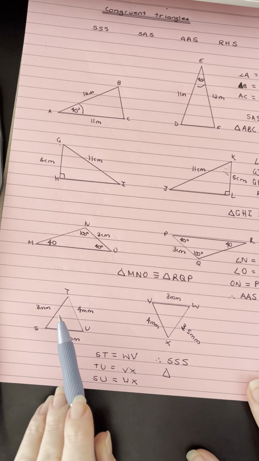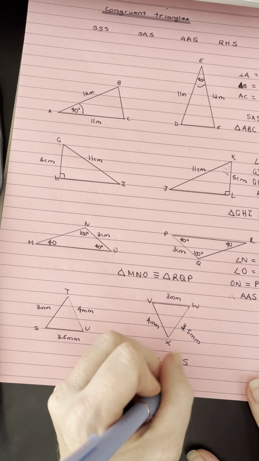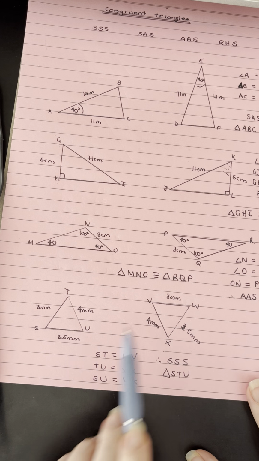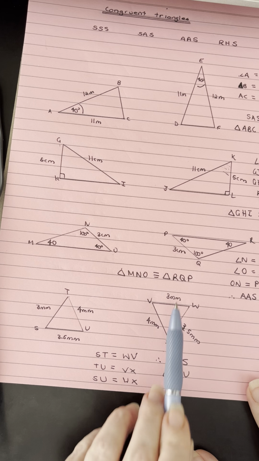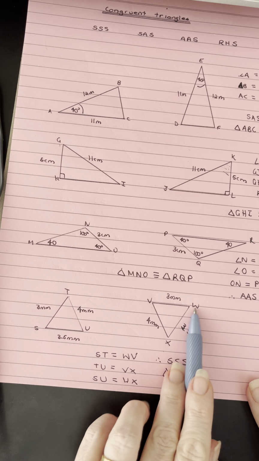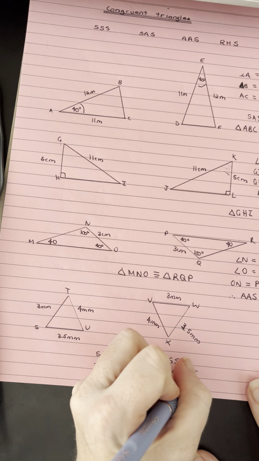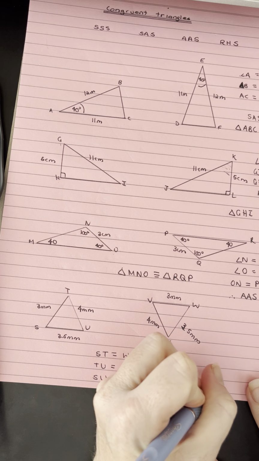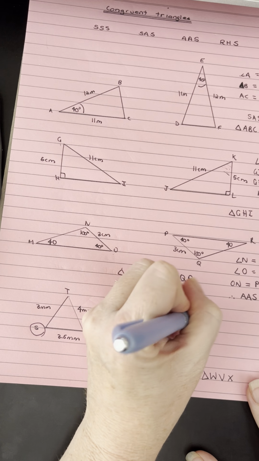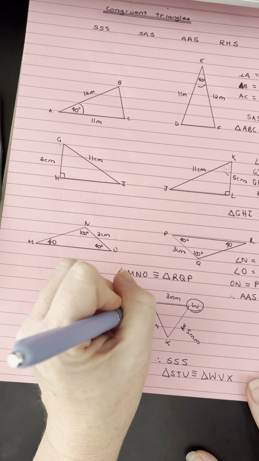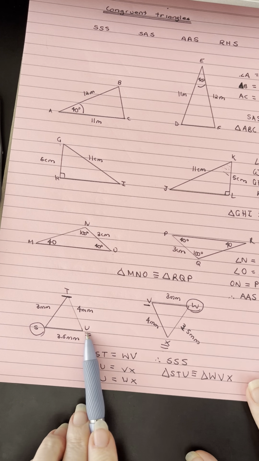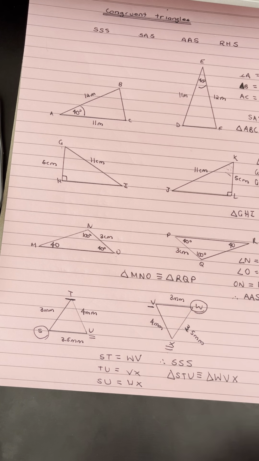Then we can write our congruency statement. So if I go STU, I'm wanting to go the 3, 4, 3.5. So 3, 4, 3.5. So I want to go WVX. So STU, WVX, just to show how I went round that triangle.